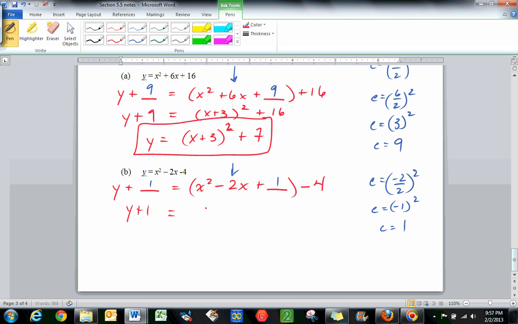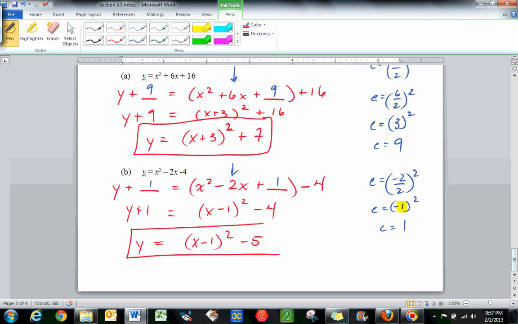I'm going to go ahead and rewrite this as a square of a binomial using that value, negative 1. And then I'm going to subtract 1 from both sides, leaving me x minus 1 squared minus 5. And that leaves me the vertex form of the quadratic function.